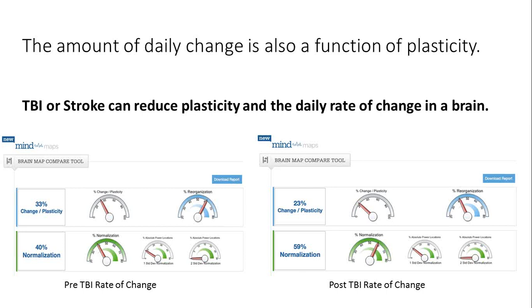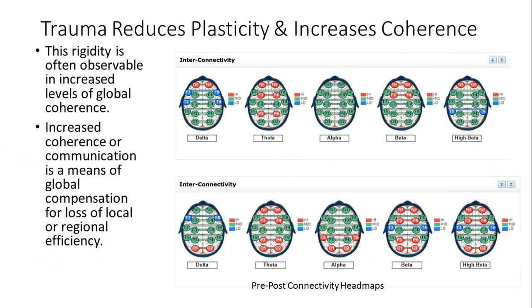TBIs can alter the rate of change on average. Trauma reduces plasticity and also increases coherence. So this rigidity is often observable in increased levels of global coherence. Increased coherence or communication is a means of compensation, as I said earlier, for loss of local or regional efficiency. And so here you see this same person's pre-post connectivity head maps. There's the pre-map. Things were starting to look kind of clean, some red in theta and frontal beta, a little blue in delta. And in the post map, suddenly we've got a lot more theta hypercoherence and a lot more beta hypercoherence. So those areas were more stressed. They're increasing communication to compensate for the distress and loss of efficiency. And you can even see we've got some dropout in beta at T3, T4, which suggests that there's a lack of input for memory and emotional valencing.